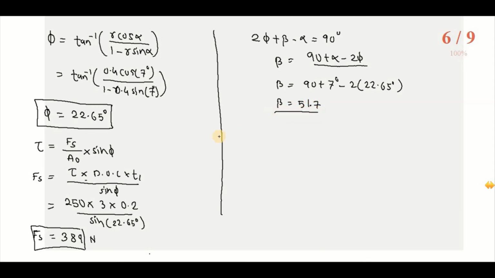51.7 you are getting. But the friction angle beta value should be less than 45 degree, but here we are getting this value greater than 45 degree. That means you are getting a coefficient of friction greater than 1. This is not a possible case, so the mu will be greater than 1.